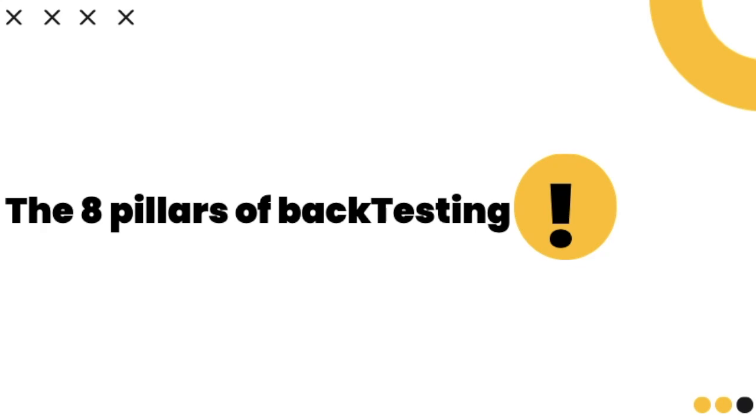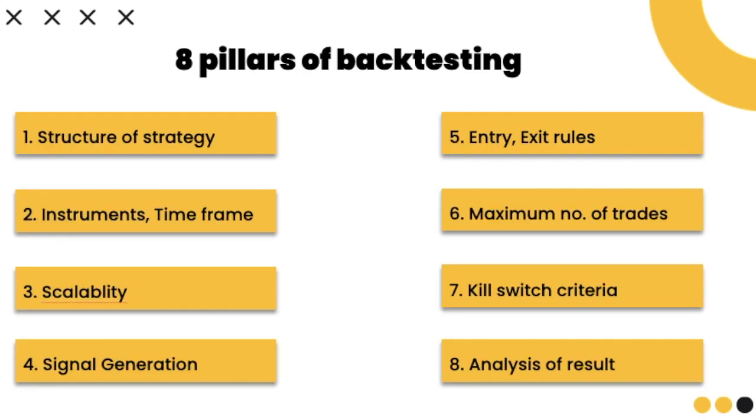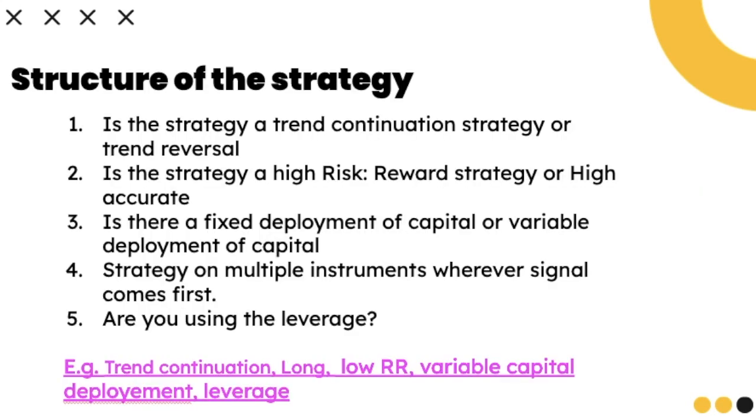So, whenever a strategy is given, one needs to understand the main elements of that backtesting. I have classified the elements of backtesting into 8 different elements. Here is the structure: structure of the strategy, instrument and time frame, scalability, signal generation, entry rules, maximum number of trades, scale switch, analysis of the results. Now, let's take one thing at a time, very slowly. Let's begin with the structure of the strategy.